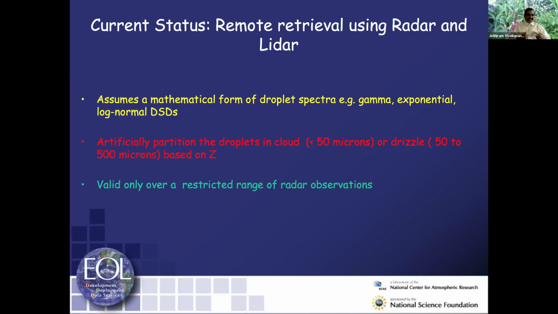And my objective was, could we at least improve the technique? Could we do better than this? So that we don't assume a droplet size distribution, or have to know a priori whether it is a cloud droplet or drizzle droplet, like that. It's also valid for a far wider range of observations. This is my first part of the talk.